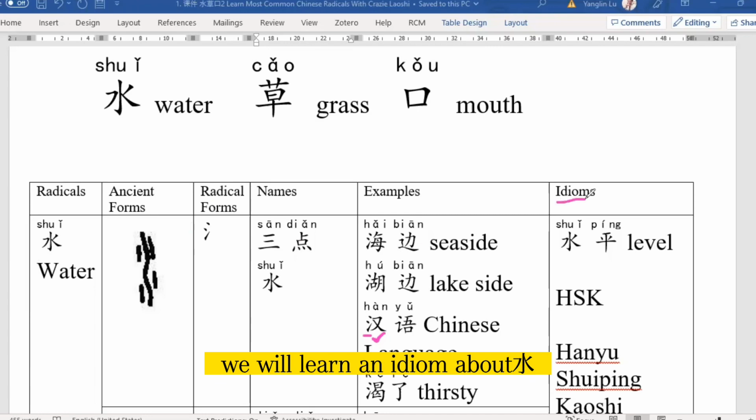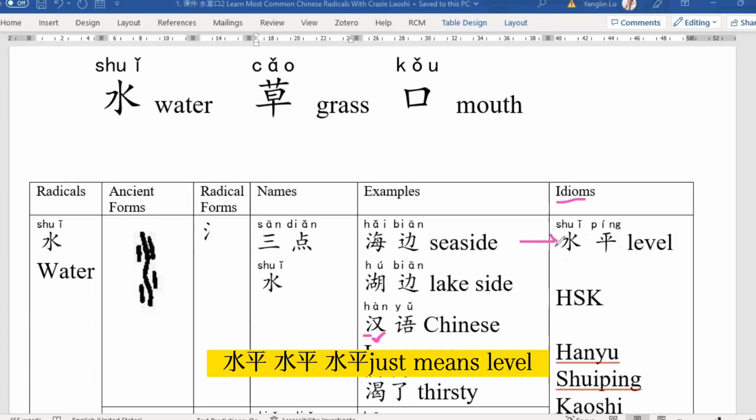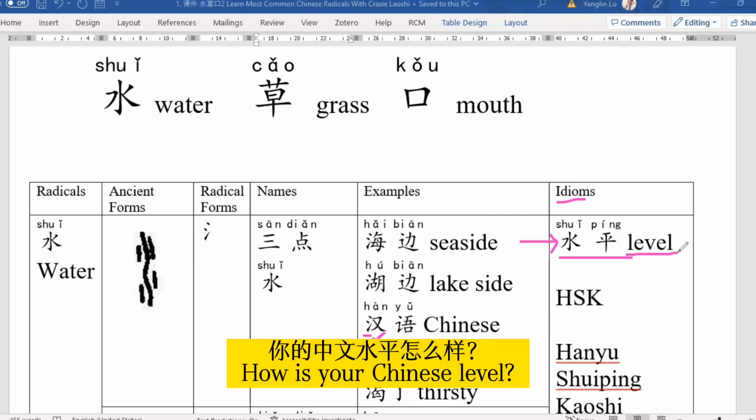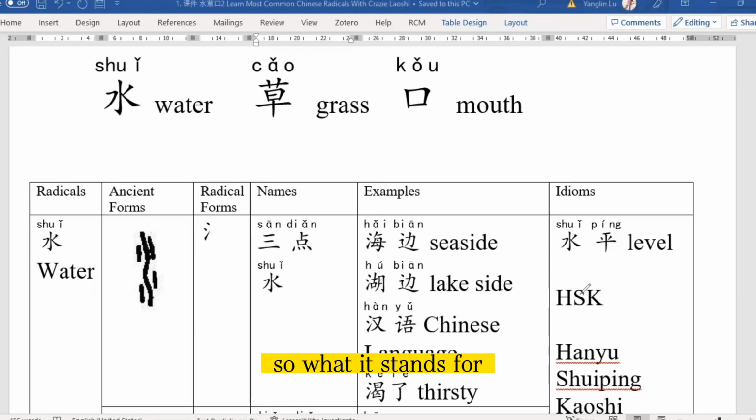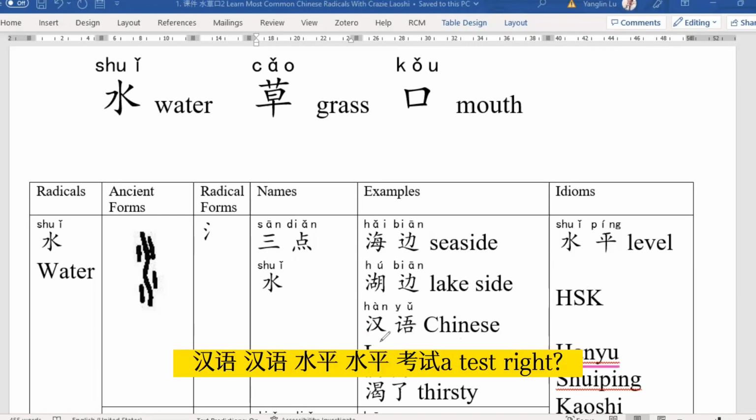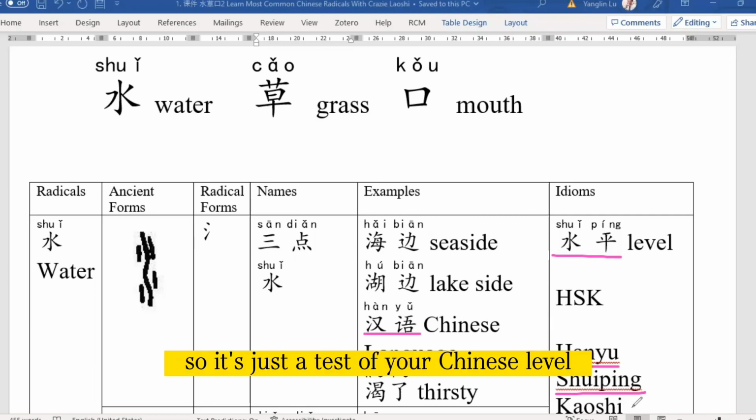Now we will learn an idiom about 水. 水平 just means level. 你的中文水平怎么样? You might have heard of this HSK test, right? What does it stand for? 汉语水平考试, a test, right? So it's just a test of your Chinese level.